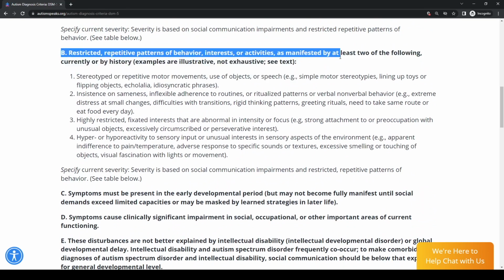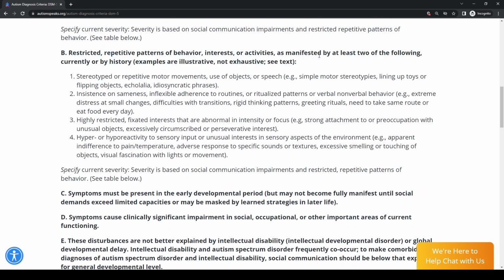B here is restricted, repetitive patterns of behavior, interests, or activities. So basically just being rigid and also having some stimming, right? Stereotyped repetitive motor movements, right? So these are stimming, meaning self-stimulation activity. Insistence on sameness and inflexibility with routines. So this might happen a lot.